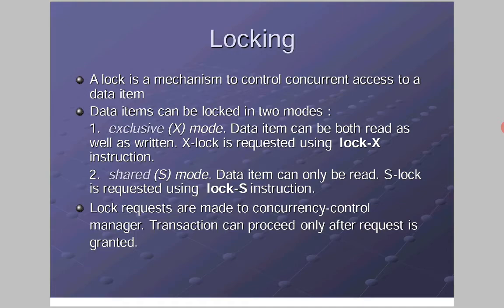Data items can be locked in two modes. The first one is exclusive mode, where a data item can be both read as well as written. An X-lock is requested using the lock-X instruction. Shared mode means S mode, where a data item can only be read. An S-lock is requested using the lock-S instruction. Lock requests are made to the concurrency control manager. A transaction can proceed only after the request is granted.